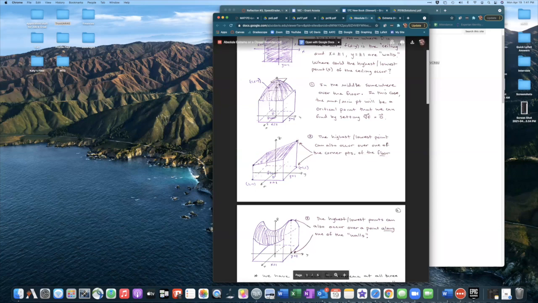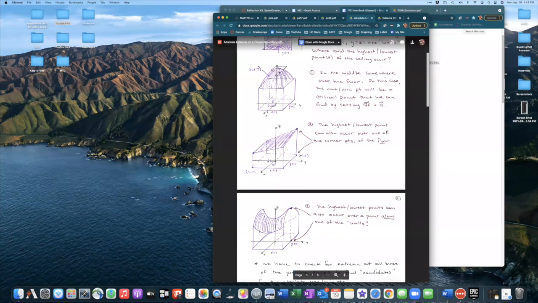So you could have a max or min at a corner, or you could have a max or min at some in-between point along one of the walls, where you find a critical point on the wall, which we'll talk about. So we're going to check for extrema at all three of those types of places.